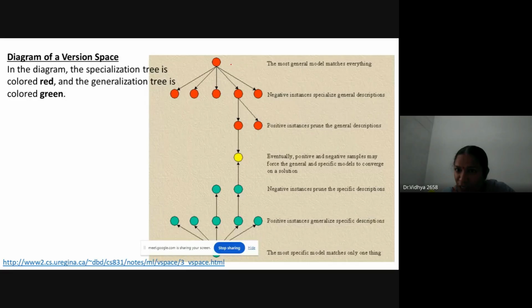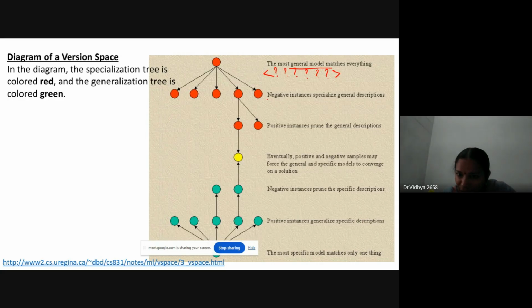Initially it begins with the most general model, the most general model which matches everything, where we have the question mark. It is denoted as a question mark. Wherever the question mark comes, it indicates that the attribute is matched with all kinds of possibilities. This is the basic idea.